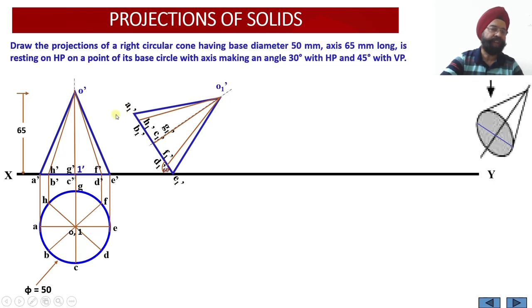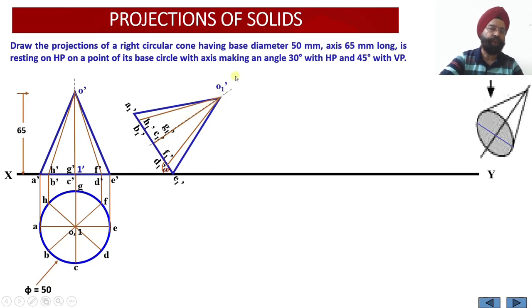Now since we always use the rectilinear distances, this point will also be located using rectilinear distances. From point 3, you can check, this is my point 3, I am going to draw a vertical projector which will be equal to the axis length of 65 millimeter. So axis height or axis length is 65 mm. From here I will be drawing the axis height equal to 65 mm.